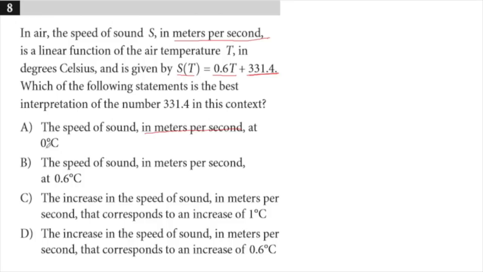Yes, it's right. At 0 degrees, it means temperature equals 0. When T equals 0, we substitute 0 here, and you get S equal to 331.4. I think here is the right answer. And for question B, when T equals 0.6, we substitute 0.6 in this equation. We have the same idea. And C and D are not about the rate of change. It's not the increase per 1 degree. Okay, so A is the final answer.